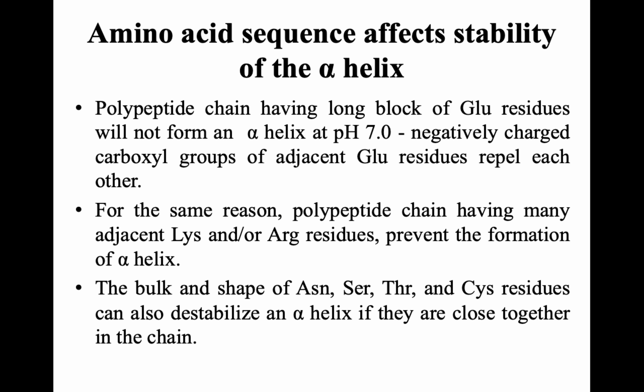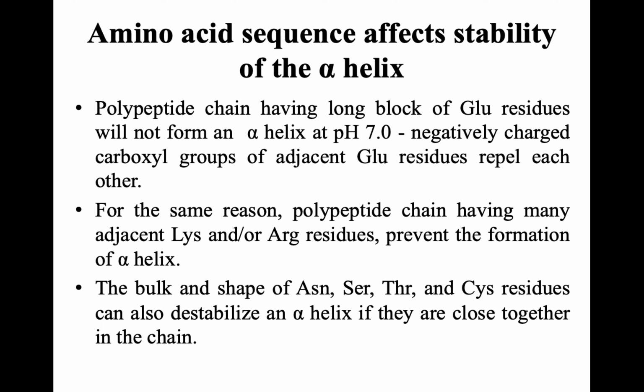And here some of the amino acid sequences are going to affect the stability of the alpha helix. The presence of different kinds of amino acid sequences majorly affects the structure of the alpha helix. So for example, if a polypeptide chain has a long block of glutamic acid residues, it is not going to make the alpha helix, because the glutamic acid residue carries a negative charge in its side chain. So these negatively charged carboxyl groups of adjacent glutamic acid residues are going to repel each other, due to which this polypeptide chain is not going to form the alpha helix at pH 7.